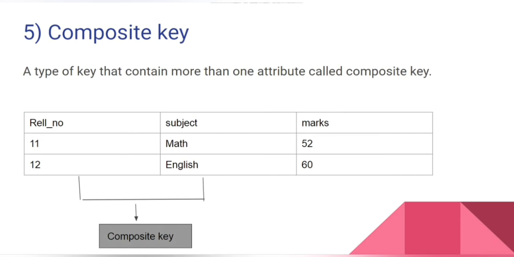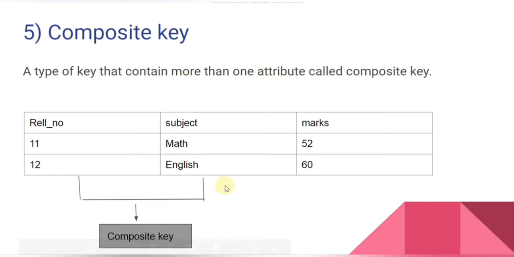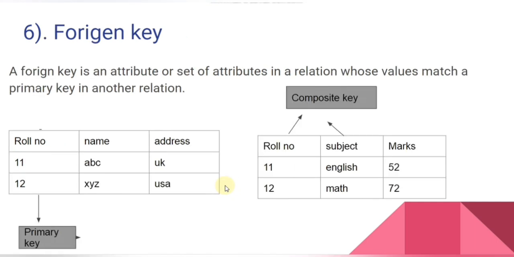So a composite key that contains more than one attribute, we call a composite key. For example, in this relation, I have a roll number, I have subject and marks. If I make a composite key that contains roll number and subject, I call it a composite key. It's very simple. In a composite key, we have more than one attribute. Next, I have a foreign key.